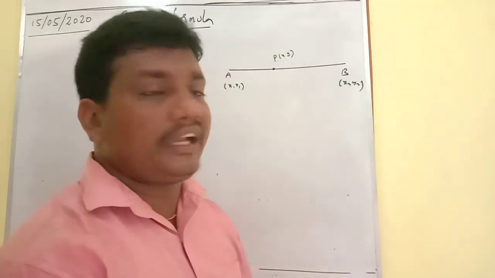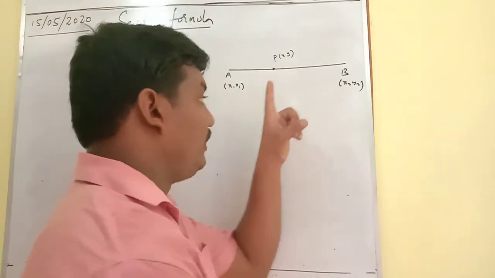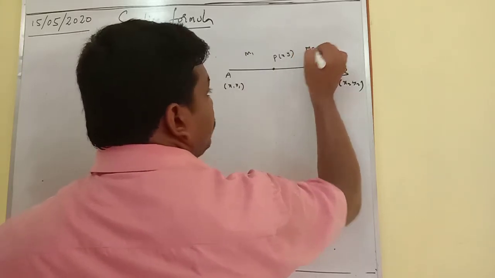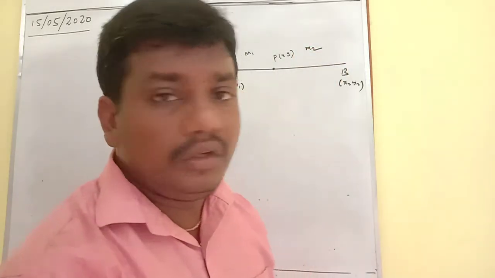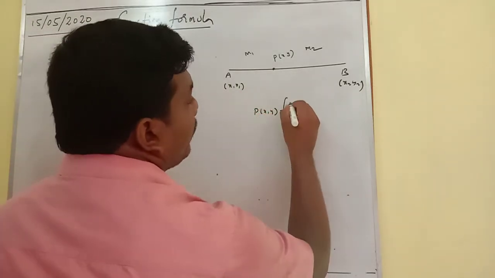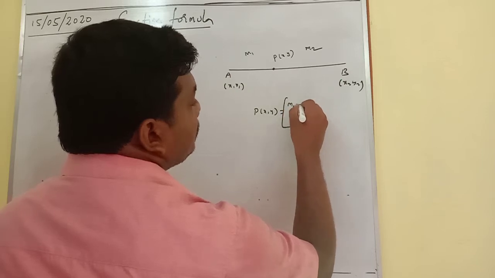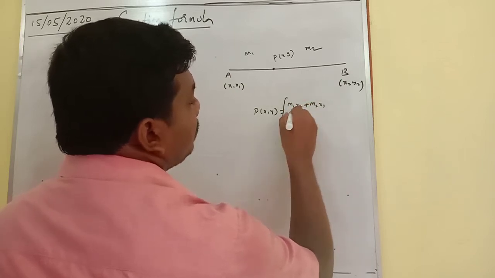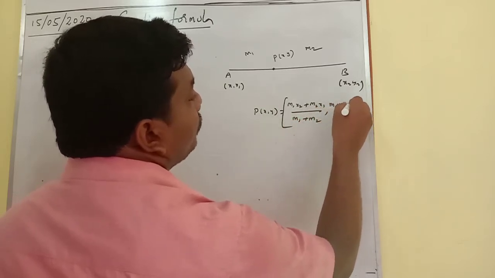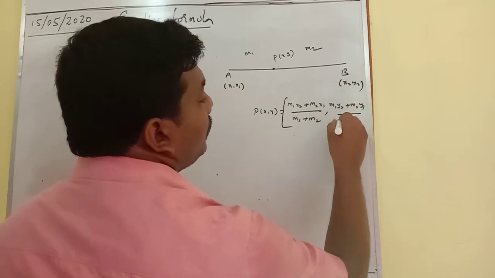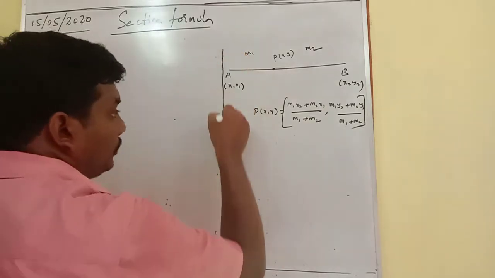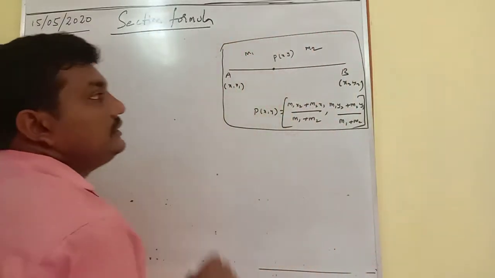The unknown point sections the given line segment joining points A (x1, y1) and B (x2, y2) in the ratio m1 is to m2. So the formula, P (x, y) internally, is equal to (m1 x2 plus m2 x1) by (m1 plus m2), comma, (m1 y2 plus m2 y1) by (m1 plus m2). This is the formula. We have to prove this formula.